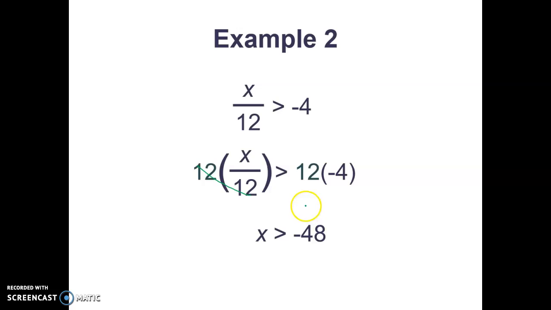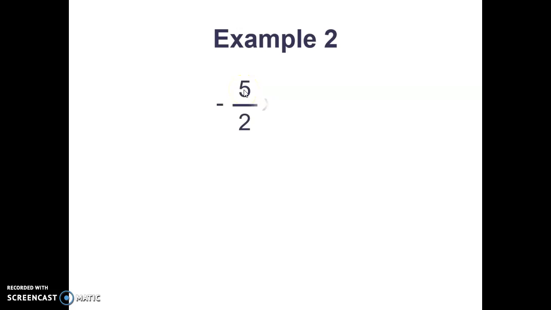Now we don't switch the sign here because I wasn't multiplying by a negative 12. I was multiplying by positive 12. Even though this negative 4 was already here, I didn't multiply it by both sides, so we don't have to switch the sign. We only switch the sign when we are multiplying or dividing both sides by a negative number. We're left with x is greater than negative 48. So any number greater than negative 48, when plugged back into our original inequality, should make a true statement.